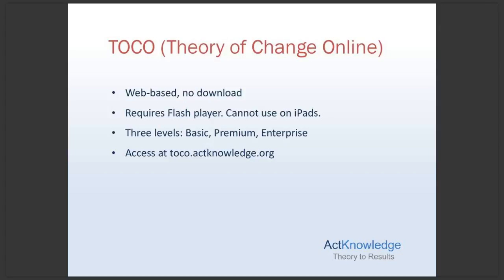There are 3 levels. There's the basic, which is a more stripped down version that's much more like the TOCO that, if any of you used it between 2011 and 2017, the basic is more or less like that. Then the premium and the enterprise. You can access TOCO at toco.acknowledge.org.